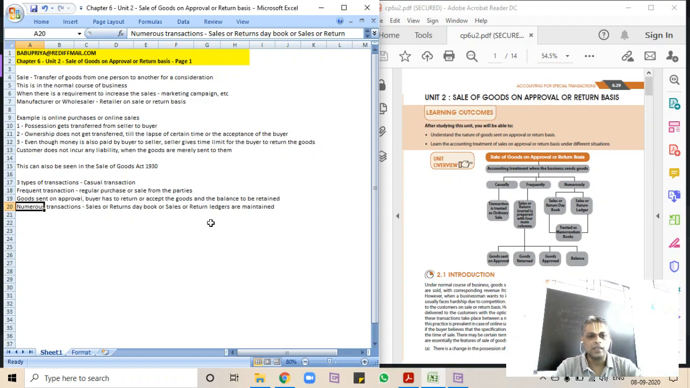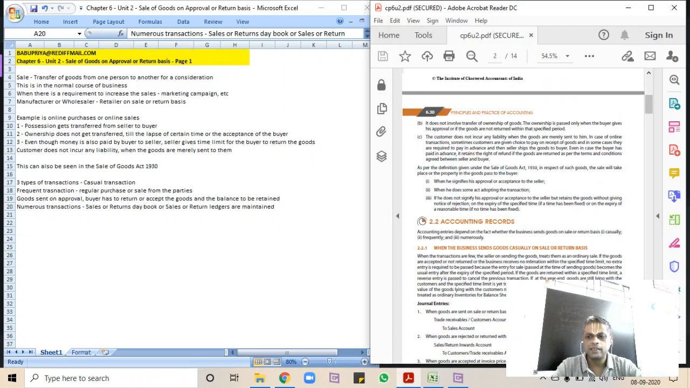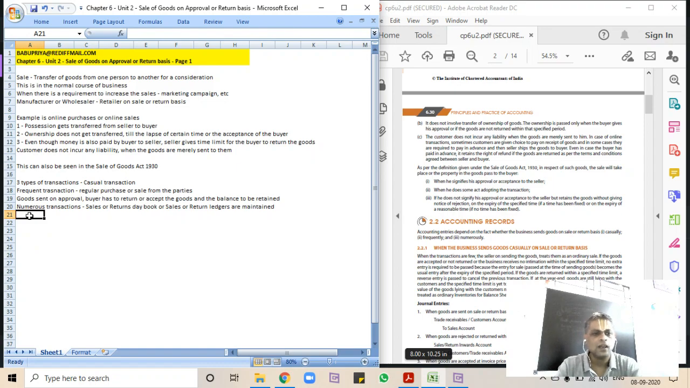Now get back to the journal entries. Let's look at the basic journal entries for the accounting records. This is very simple to understand actually. We don't have to spend too much time on understanding the accounting record. When a sale is made, a normal sale transaction, the debtors account is debited and the sales account is credited, right?